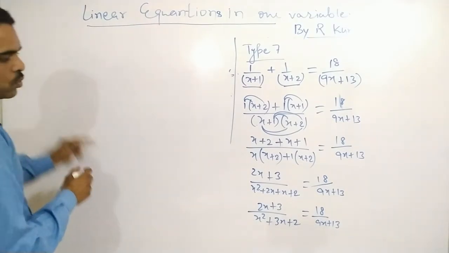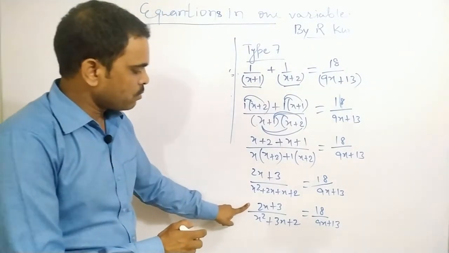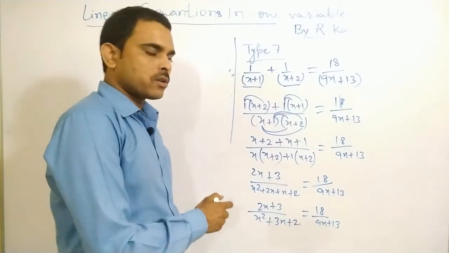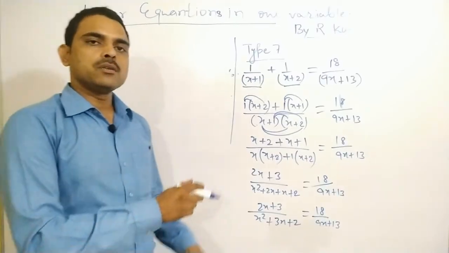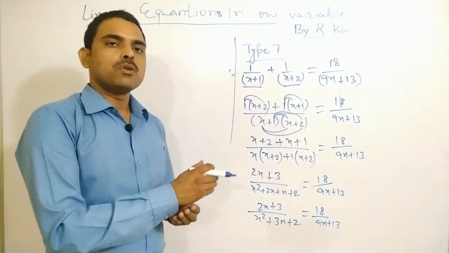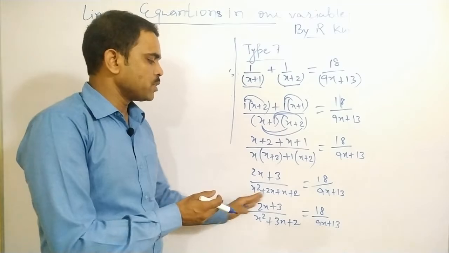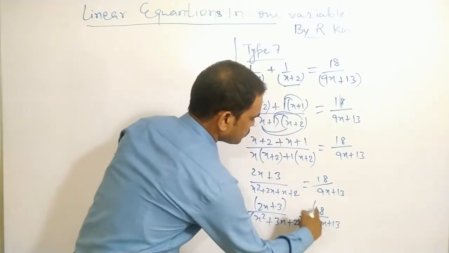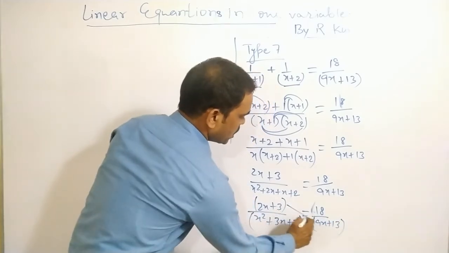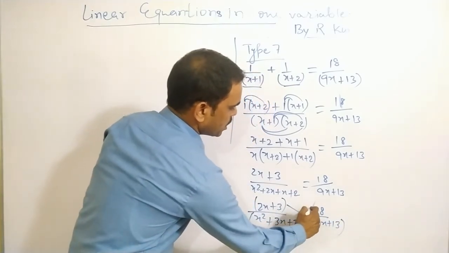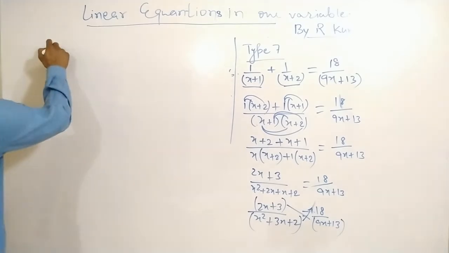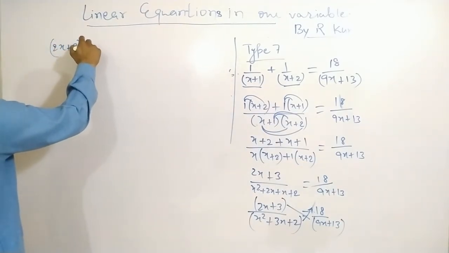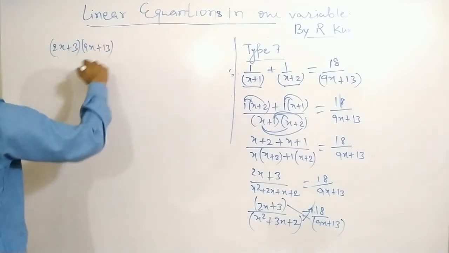Okay, so of course we are getting now these terms in the form of p by q, and that side also p by q. If we are getting the terms in the form of p by q in both the sides, so we will simply do the cross multiplication. We will keep inside the bracket now. Okay, we will multiply these two and then we will multiply these two. Okay, so 2x plus 3 will be multiplied by 9x plus 13.